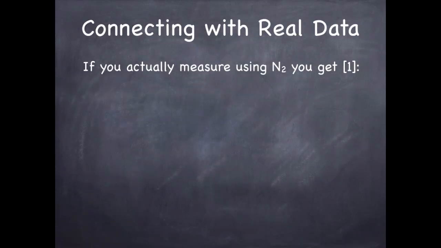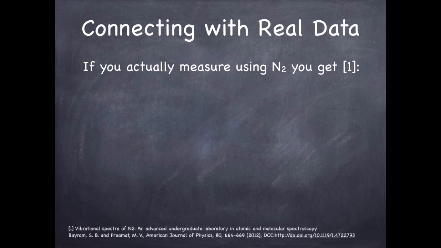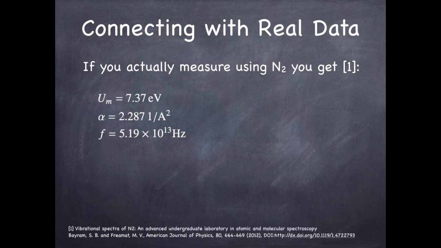If you actually go out and look at the way nitrogen interacts with light, what you'll discover is that the dissociation energy, the depth of the potential, is a little less than 7.4 electron volts. That the alpha parameter is about 2.3 per square angstrom. That the frequency with which the thing wiggles is a little less than 5.2 times 10 to the 13 hertz. Think about that frequency. It's less than the frequency of visible light. It's infrared. So basically this is infrared electromagnetic radiation.